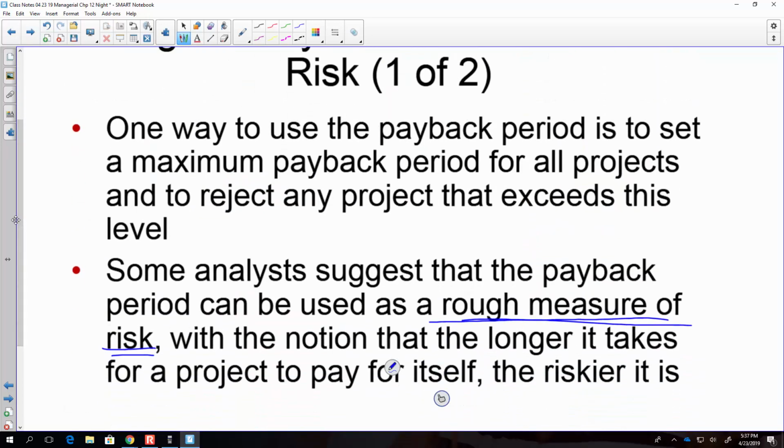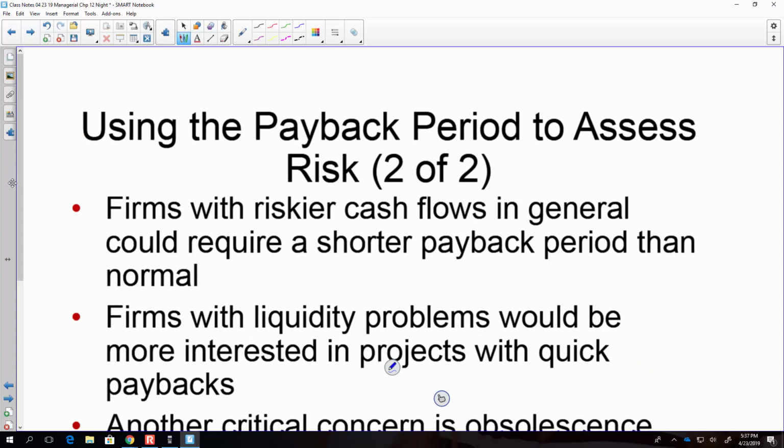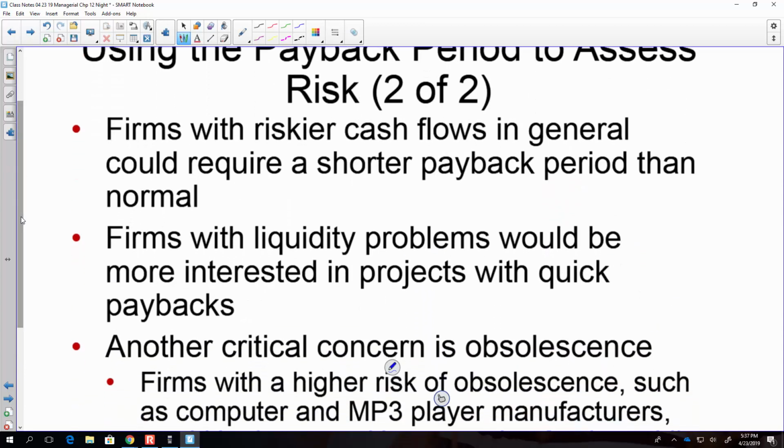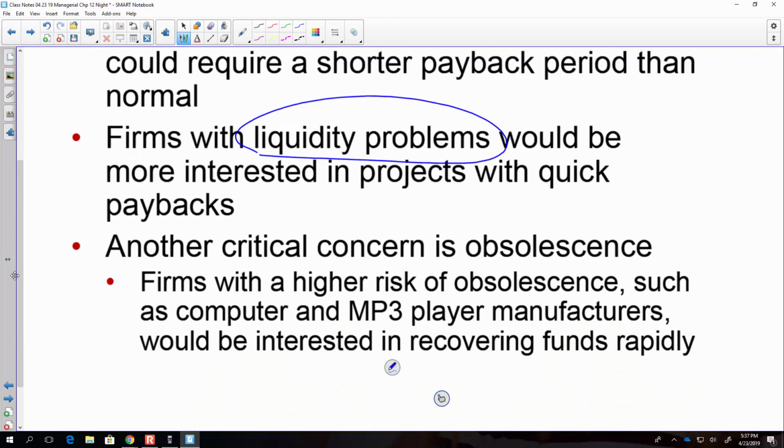This is on page 649. And that risk assessment is also shown here, especially with companies that have liquidity problems. You would like to have that payback period as small as you can. Another reason that risk comes in is obsolescence. If we buy a machine that will generate parts, and there's a new machine out there that generates parts faster, that plays into that risk component. It talks about computers and MP3 manufacturers having a much smaller payback period than most companies because of that obsolescence issue.